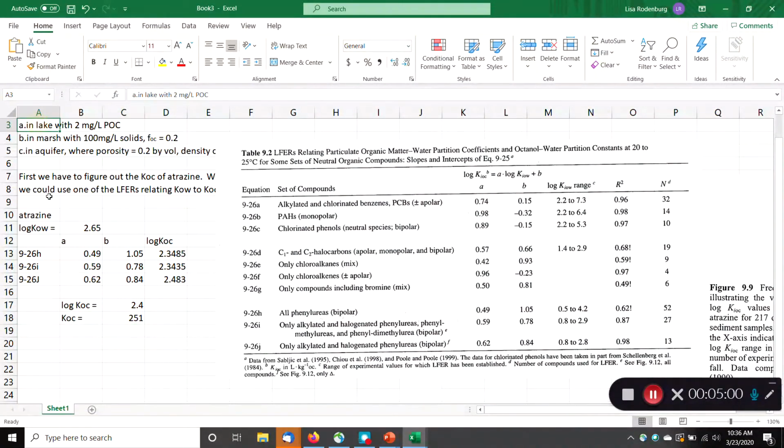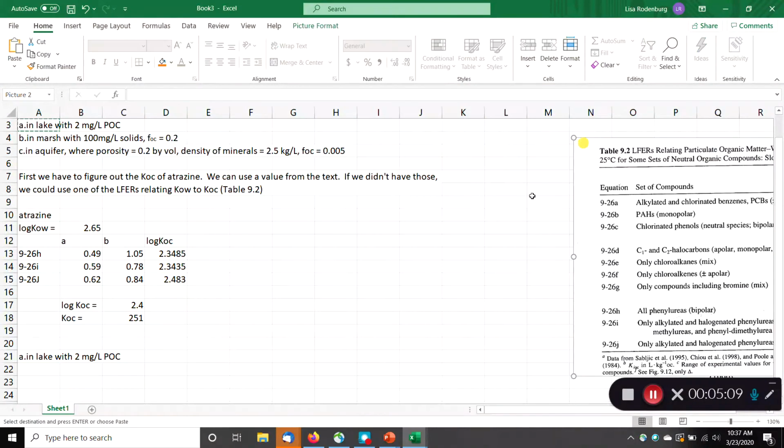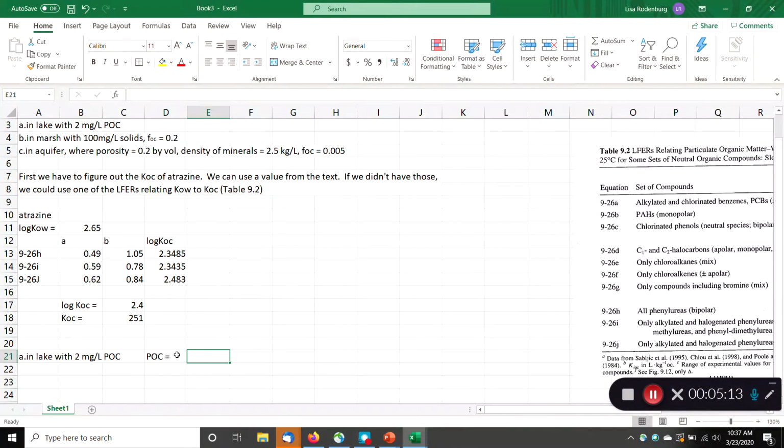So now, armed with that, we can do part A. What is the dissolved fraction of our chemical in a lake with 2 milligrams per liter of particulate organic carbon? So POC would be the ratio of solids to water already multiplied by FOC.